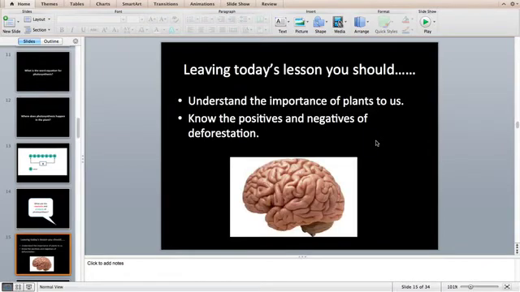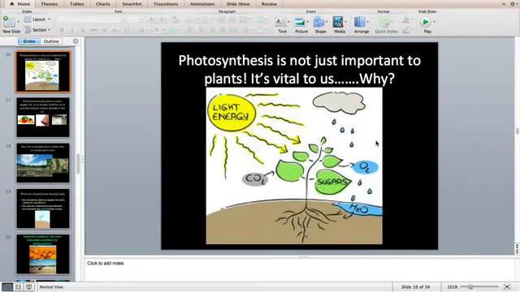Okay, so we're going to move on to understand why plants are important to us and talk about deforestation. Like I said, photosynthesis is vital to us because every food chain starts with plants. So every food chain will start with the glucose that plants make. And that oxygen is really important for us to breathe. It's our only source of oxygen on the earth.